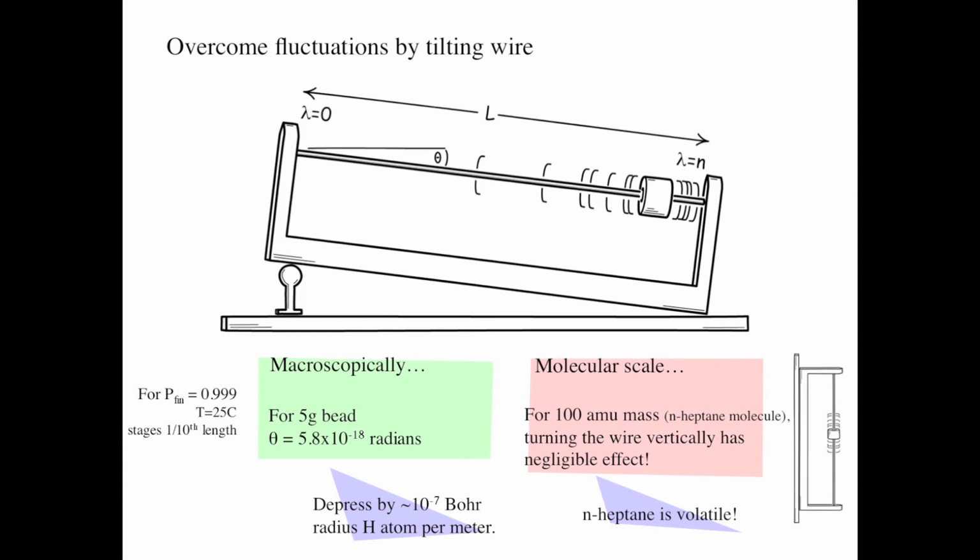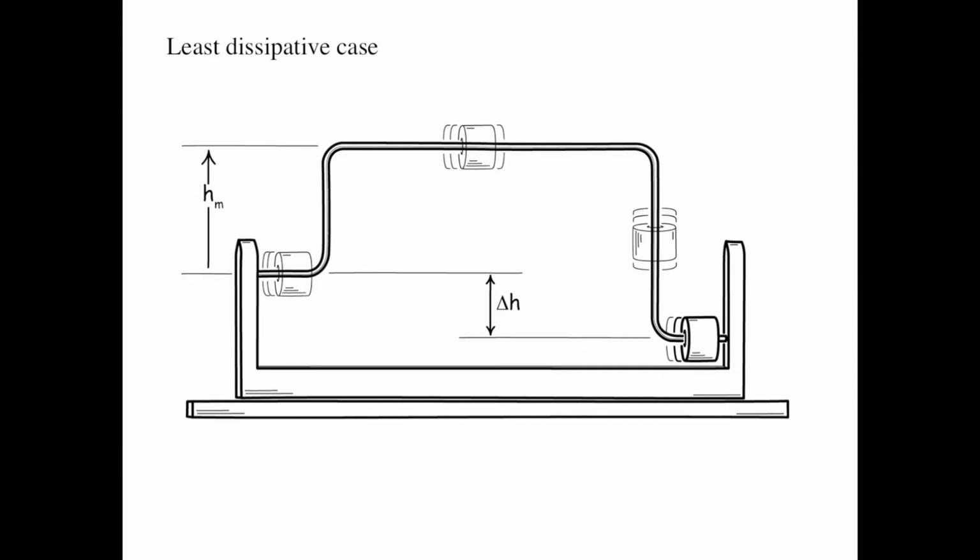We know that N-heptane is a volatile liquid, one of the possible components of gasoline, and its thermal motions are fully able to fling it through an entire room. Merely tilting the wire does not realize the least dissipative case that we discussed earlier. To arrive at that, we would do something as is shown in the figure here. We would bend the wire so that the bead has to use thermal fluctuations to carry it over a large mountain that covers all the intermediate states.